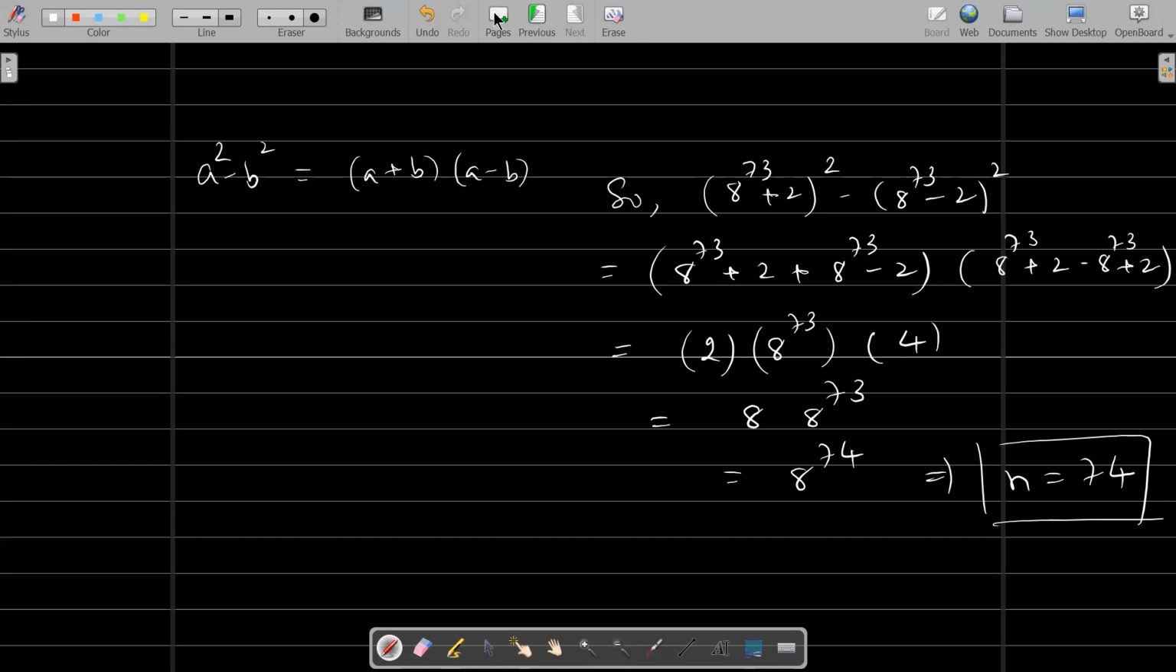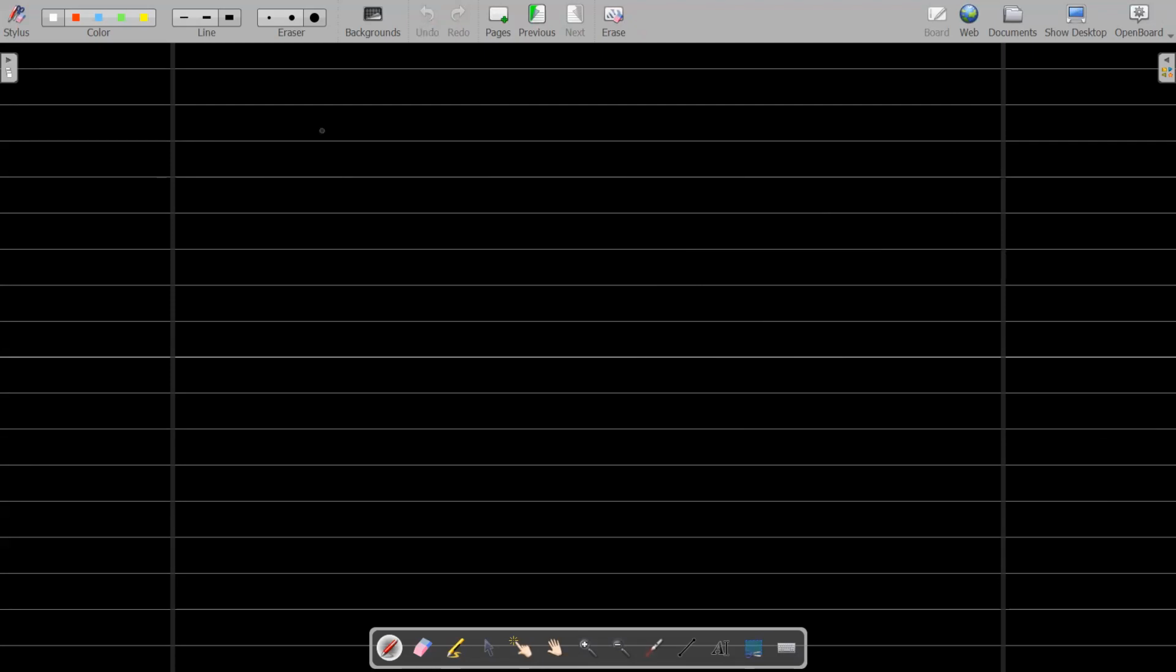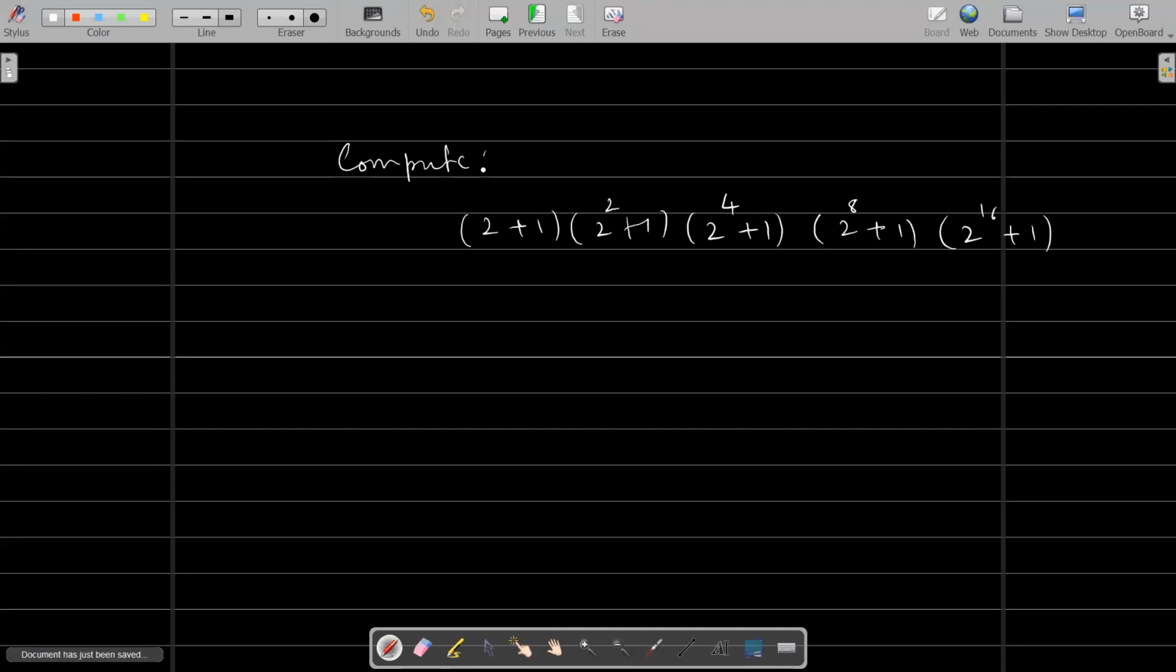Here is the second one. You have to compute, simplify: 2 plus 1, 2 square plus 1, 2 raised to 4 plus 1, 2 raised to 8 plus 1, 2 raised to 16 plus 1. Once you get it, you can put it in the chat box.